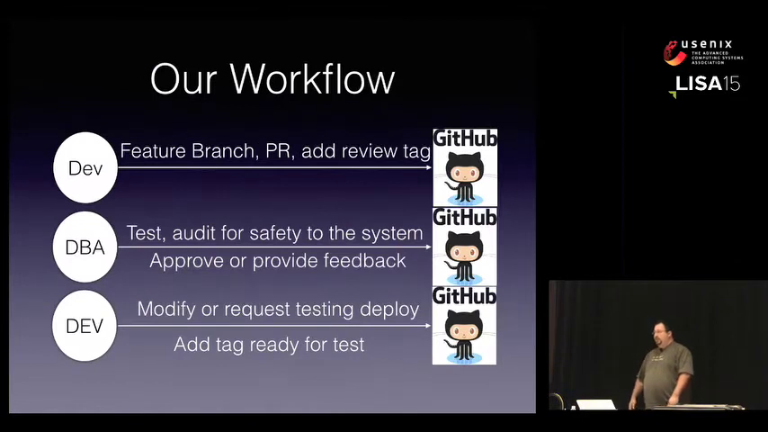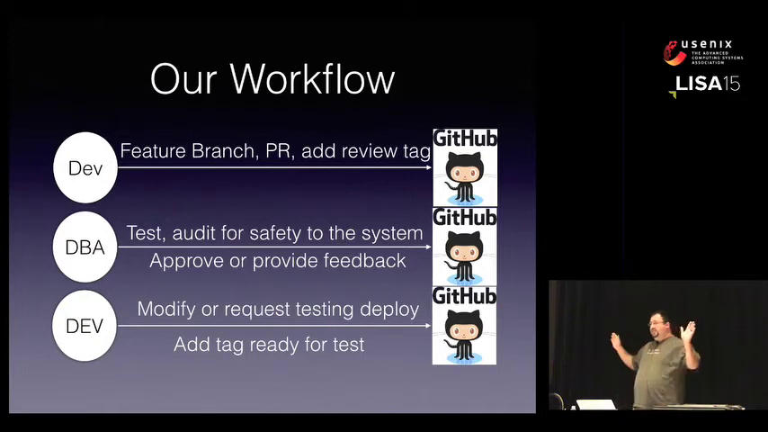Our particular workflow right now: devs create a feature branch, create a pull request, and tag it, saying, hey, I want this reviewed. That's how we get ourselves engaged early in the process. We'll take a look, give them feedback, they might need to change it, or maybe it's a simple change and it's good to go, and we'll tag that and say this is good to go.